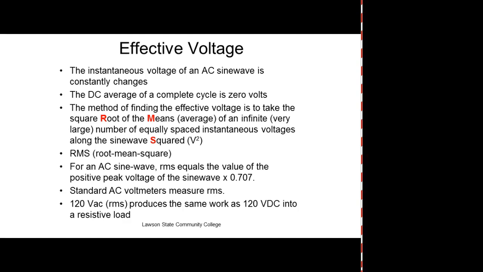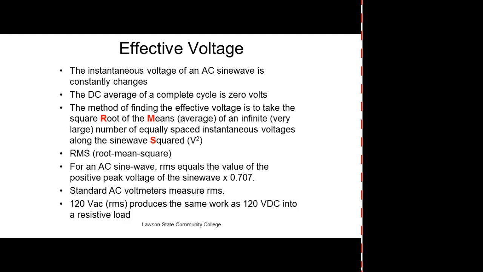This is effective voltage. We already talked about that. Is everybody okay here? The instantaneous voltage of an AC sine wave is constantly changing. The DC average of a complete cycle is what? Zero. And we proved that with the meter. And this gets people hurt. They'll have their meter on DC and put it in an AC circuit, and they don't think there's voltage there because it's going to measure zero.